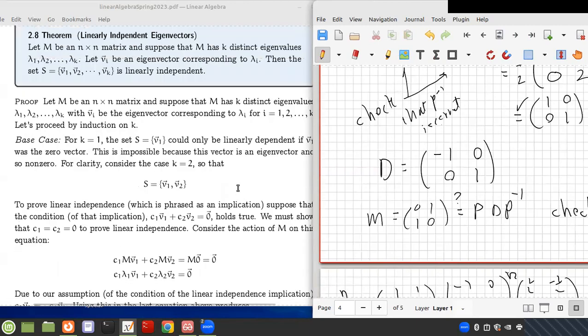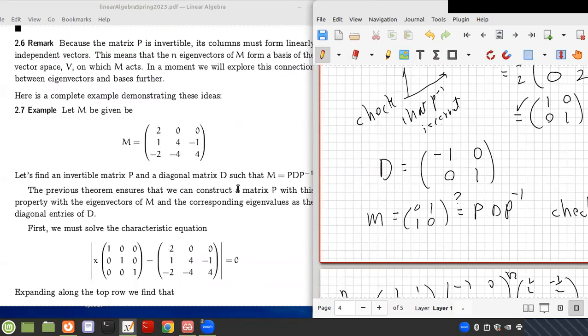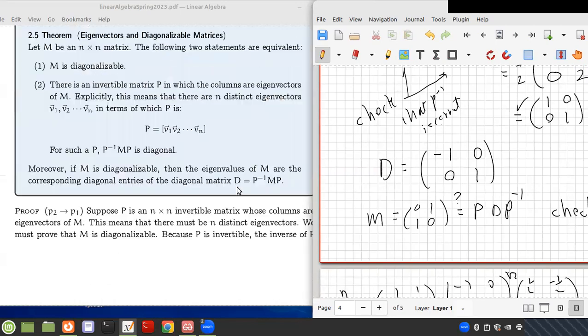What diagonalizable means: if M is diagonalizable, then these are two equivalent statements. It's diagonalizable, and there's an invertible matrix P whose columns are the eigenvectors of M, and it turns out that this will always have an inverse, so that P inverse MP is diagonal. Moreover, the eigenvalues of M are the corresponding diagonal entries of the diagonal matrix.